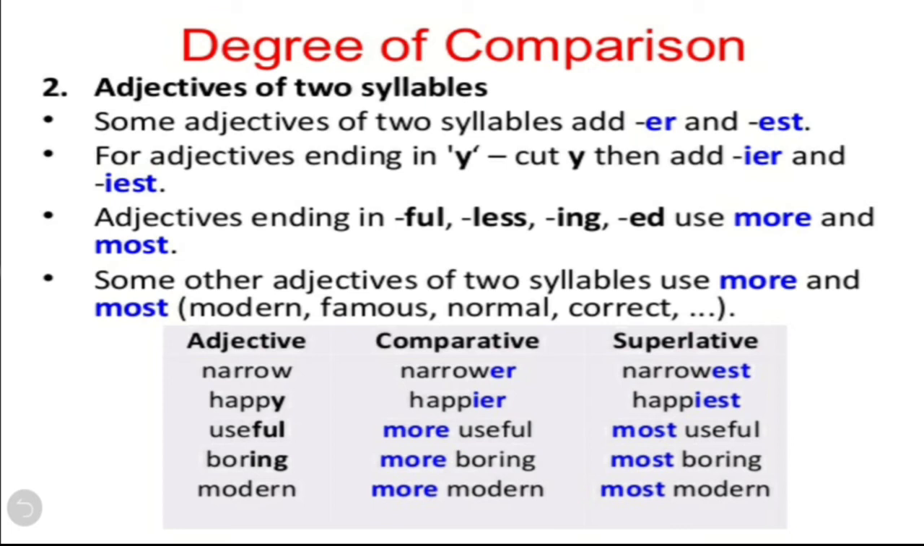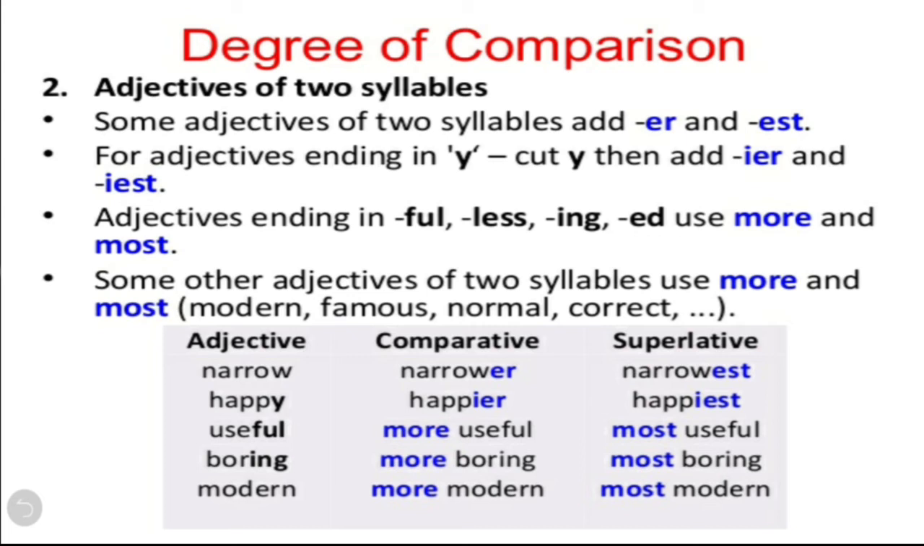Now, further moving, when the adjectives have two syllables, like narrow, here two syllables are there, one is na, the other is ro; happy, useful, boring, modern. So, how do we change adjectives of two syllables? Some adjectives of two syllables add ER and EST.